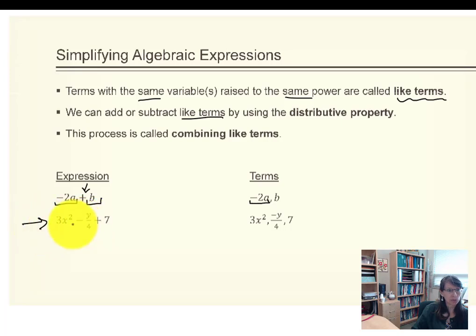In our next example of 3x squared minus y over 4 plus 7, any plus or minus signs here are what separate our terms. So the first term is 3x squared. The second term would be negative y divided by 4. Notice we're using the negative with that term. And last, the positive 7 would be our final term. So there's 3 different terms in this expression. Any plus or minus signs will be used to separate those terms.